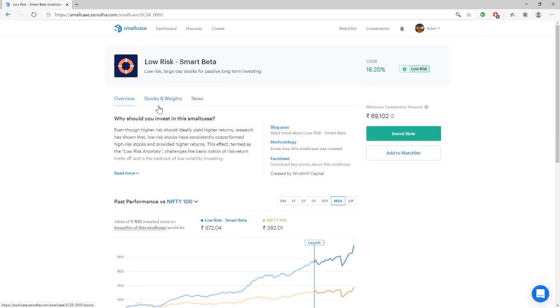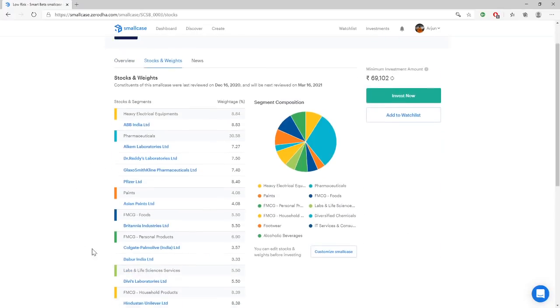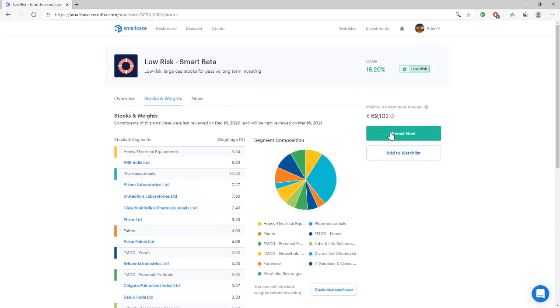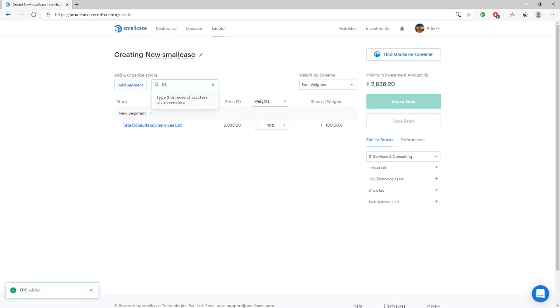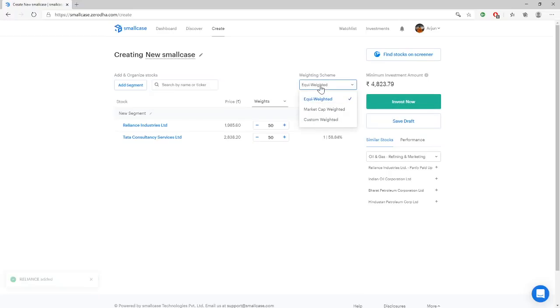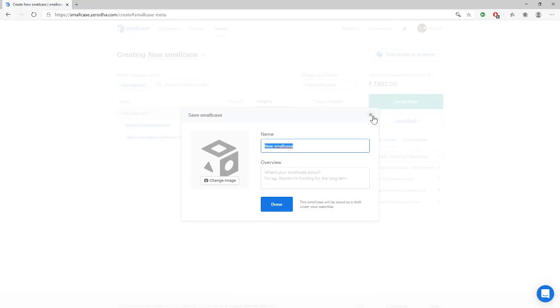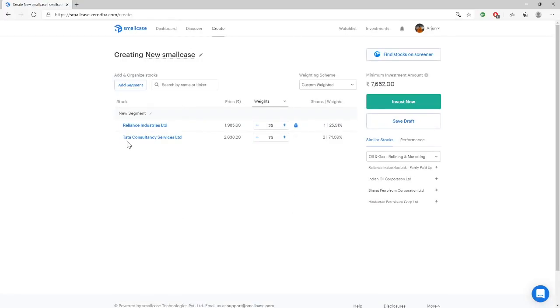These small cases consist of a bunch of stocks along with particular weightage which you can invest in with just one single click. In addition to this, you can also create your own small case. In case you have an idea of your own, you can create your own small cases. For instance, I like TCS and say I like Reliance. You can just create a small case and select a particular weighing scheme, or you can change the weighing scheme according to your need, and you can invest in a small case like this. With just a few clicks you will be able to buy these stocks together and you can track these as a portfolio.